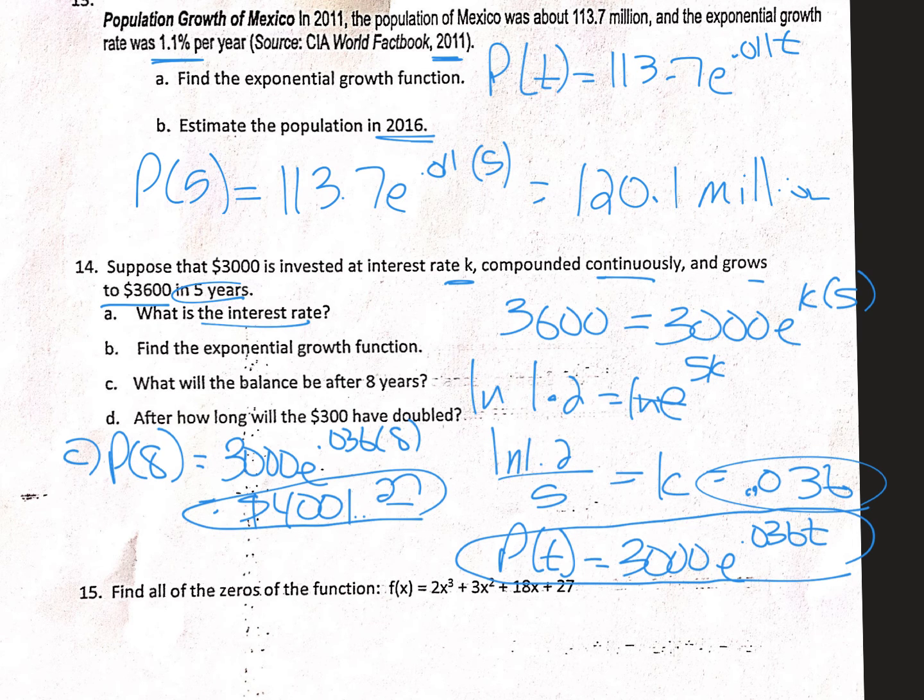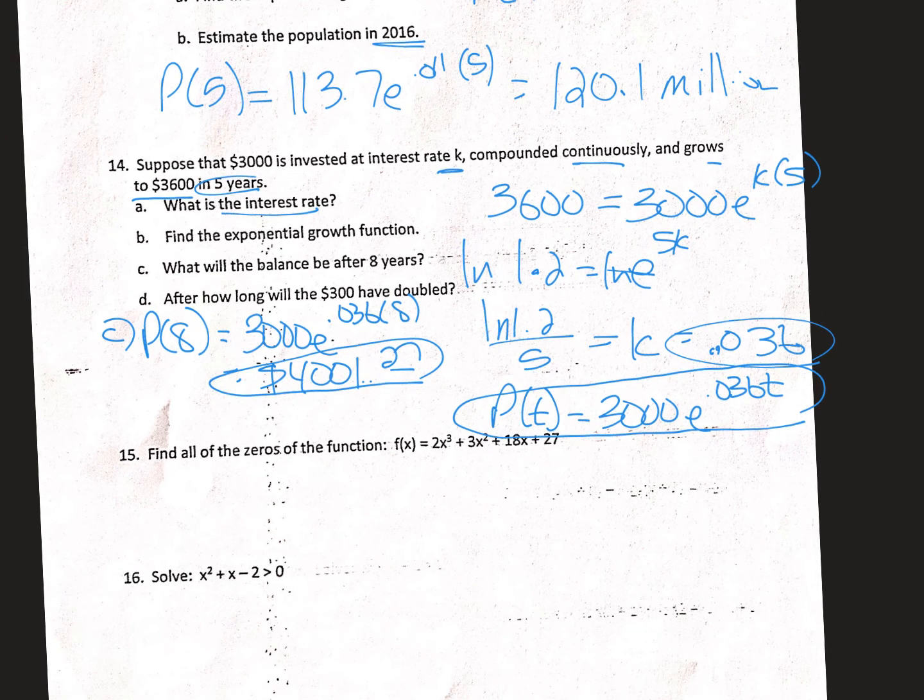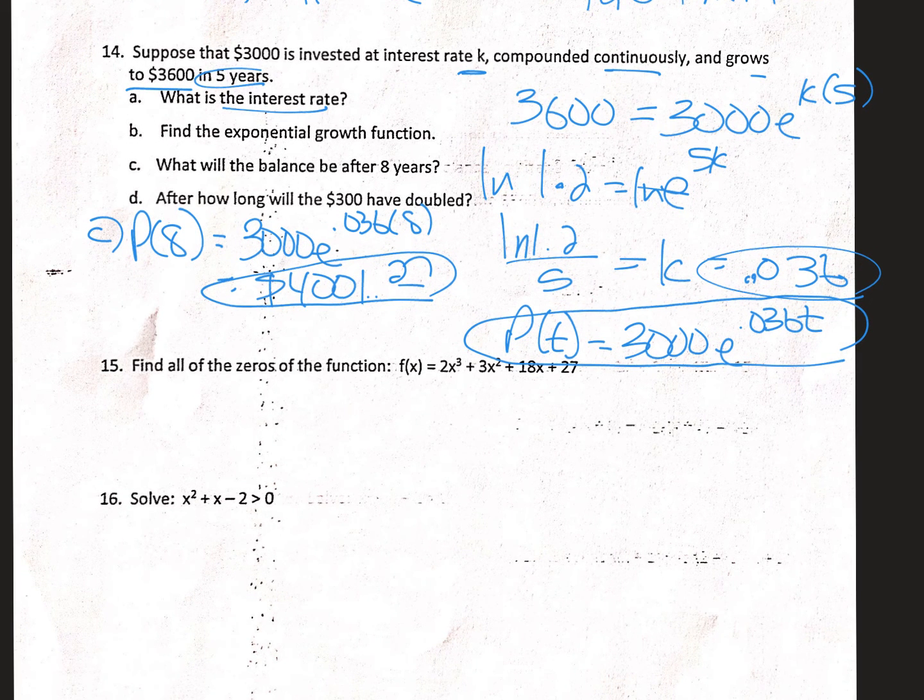The last part, how long will it take to double? Made a big deal about all that yesterday when we double something. Remember, you can go ahead and skip to the part. You don't really have to put the initial amount and final amount because we're going to divide that first anyway. And we're going to end up with the 2 every time we double. So I'm going to say e to the 0.036t. I'm looking for time. How long will it take to double?